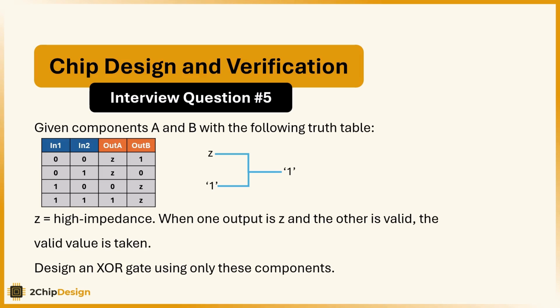Today we are going to solve a fun logic design challenge. You're given two components, A and B, with the following truth table. In this table, Z means high impedance, which means we ignore it when determining logic levels. When one output is Z and the other is valid, we use the valid output. Your task: design an XOR gate using only these components.